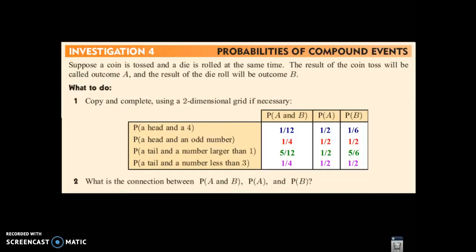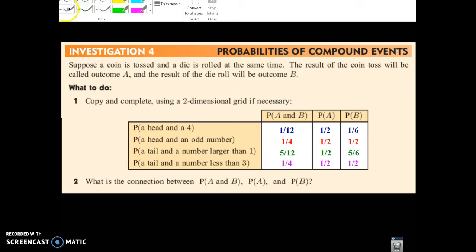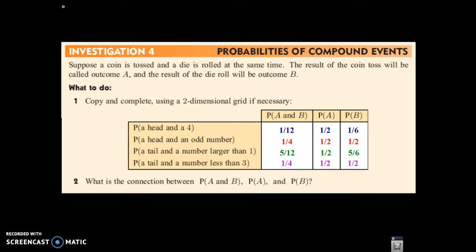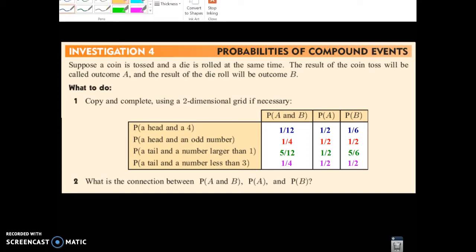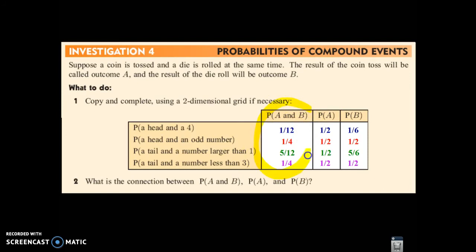Hopefully you got these results for the table, filling in the different values for the intersection A and B, as well as for the individual events, the A and the B separately. As you look through this table, there's a pattern that connects the intersections here with the individual probabilities here. And that pattern is multiplication. 1/2 times 1/6 is 1/12. 1/2 times 1/2 is 1/4. And the same thing continues through the other rows.